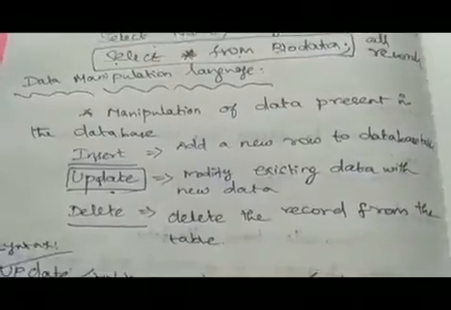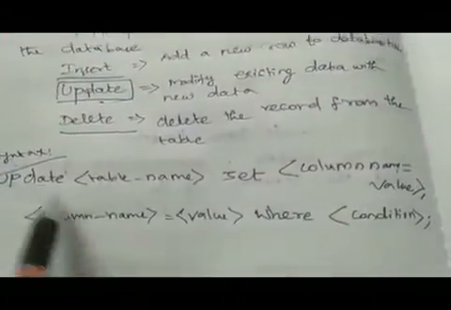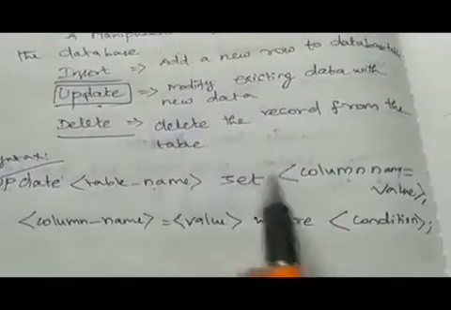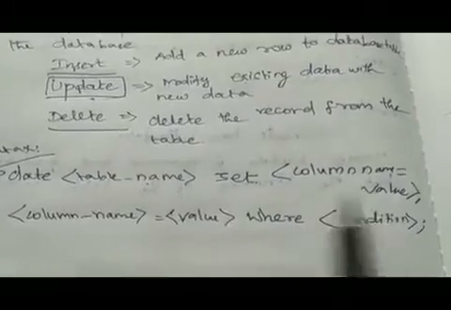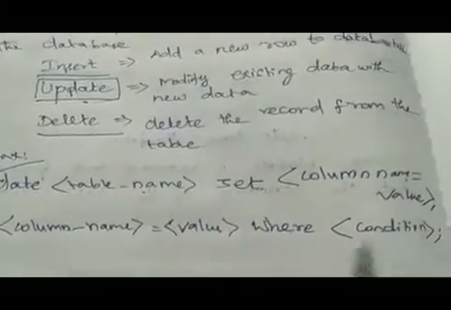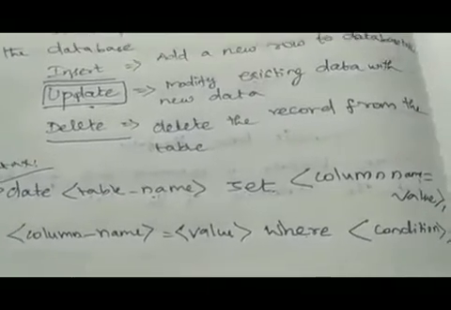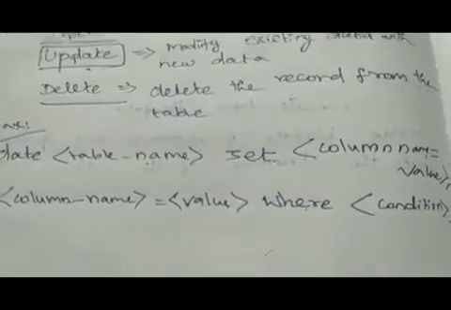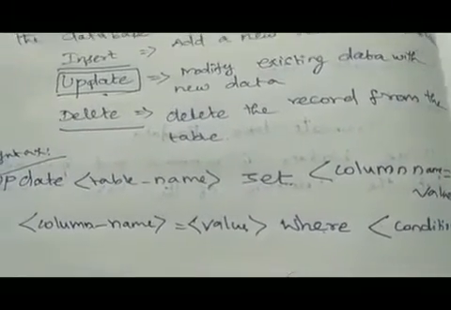So what is the syntax of the update command? Update, table name, set, column name, new value, column name, new value, where some condition. So what are we going to do? Already there are some records. With the same records you are going to modify the values.